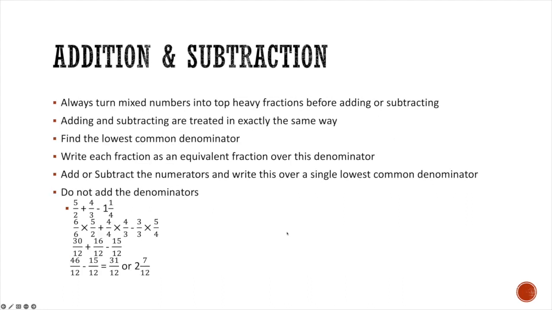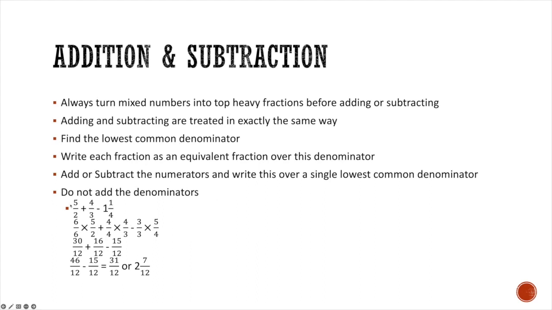Addition and subtraction. Always turn mixed numbers into top-heavy fractions. So if mixed numbers are given, what do we have to do? We have to write them as improper fractions. After that, we can do the adding and subtracting. Then we have to find the lowest common denominator. After that, write each fraction as an equivalent fraction over this denominator. Add or subtract the numerators and write this over a single lowest common denominator.